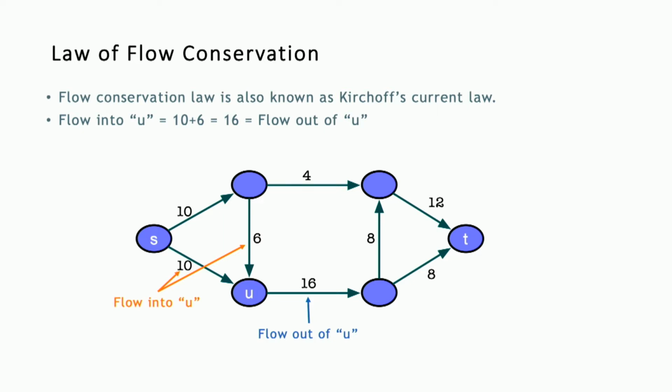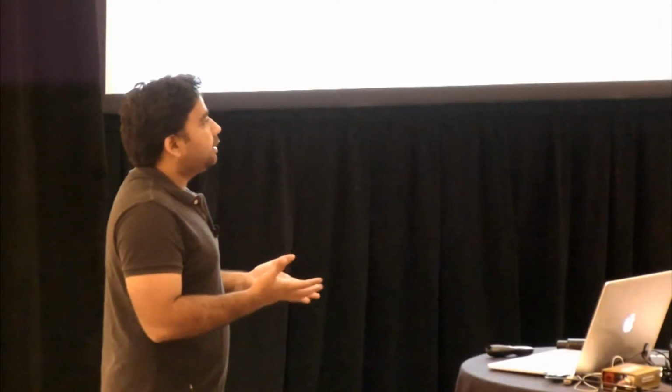So if I have 10 and 6 coming in at U as a node, the amount that goes out is 16, right? The law of flow conservation, which comes from Kirchhoff's current law, is basically saying that if you're not the source node and you're not the sink node, but a transit node, then whatever amount is coming in is the same amount that goes out. Simple. That means in a network, if you translate that, there is no traffic drop. Otherwise, it's going to be the same amount, right?